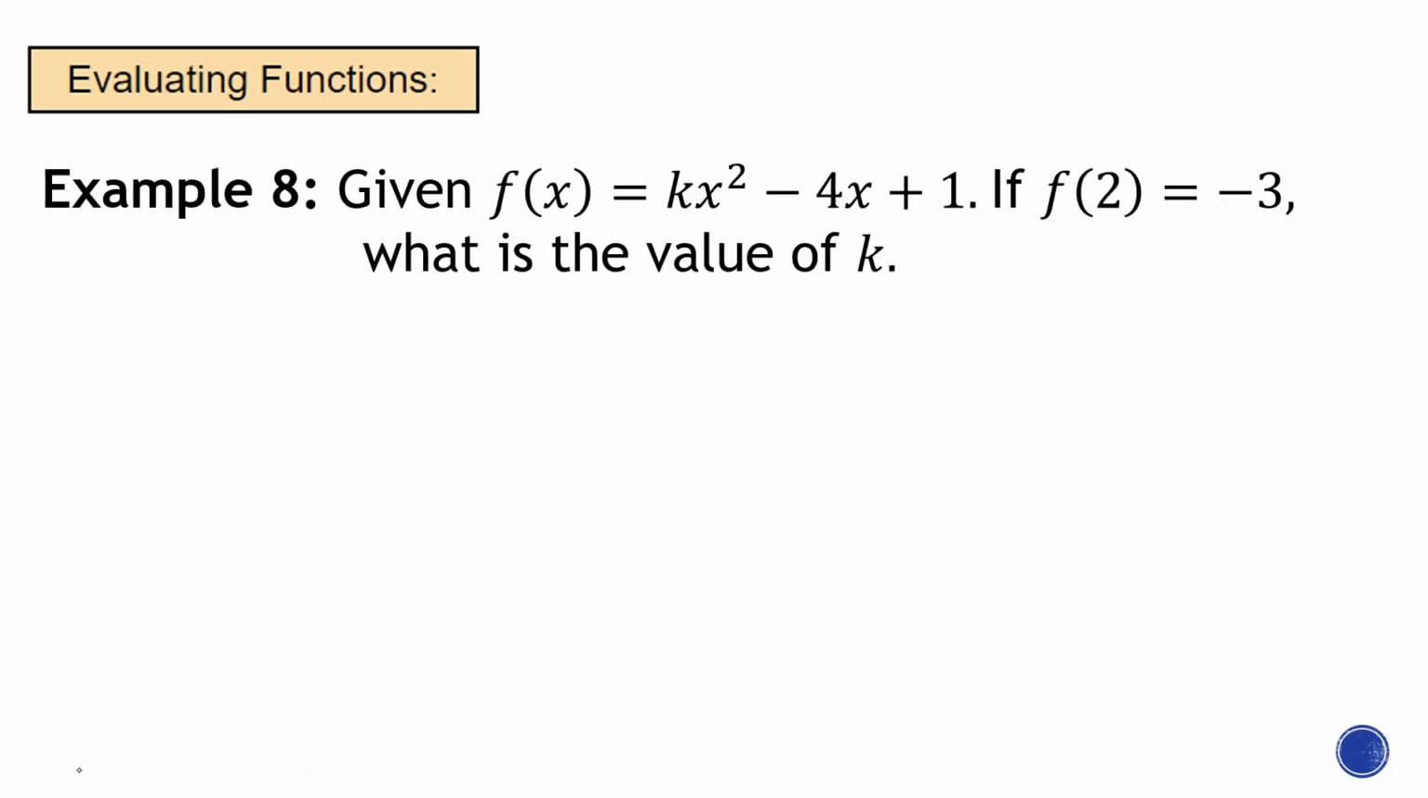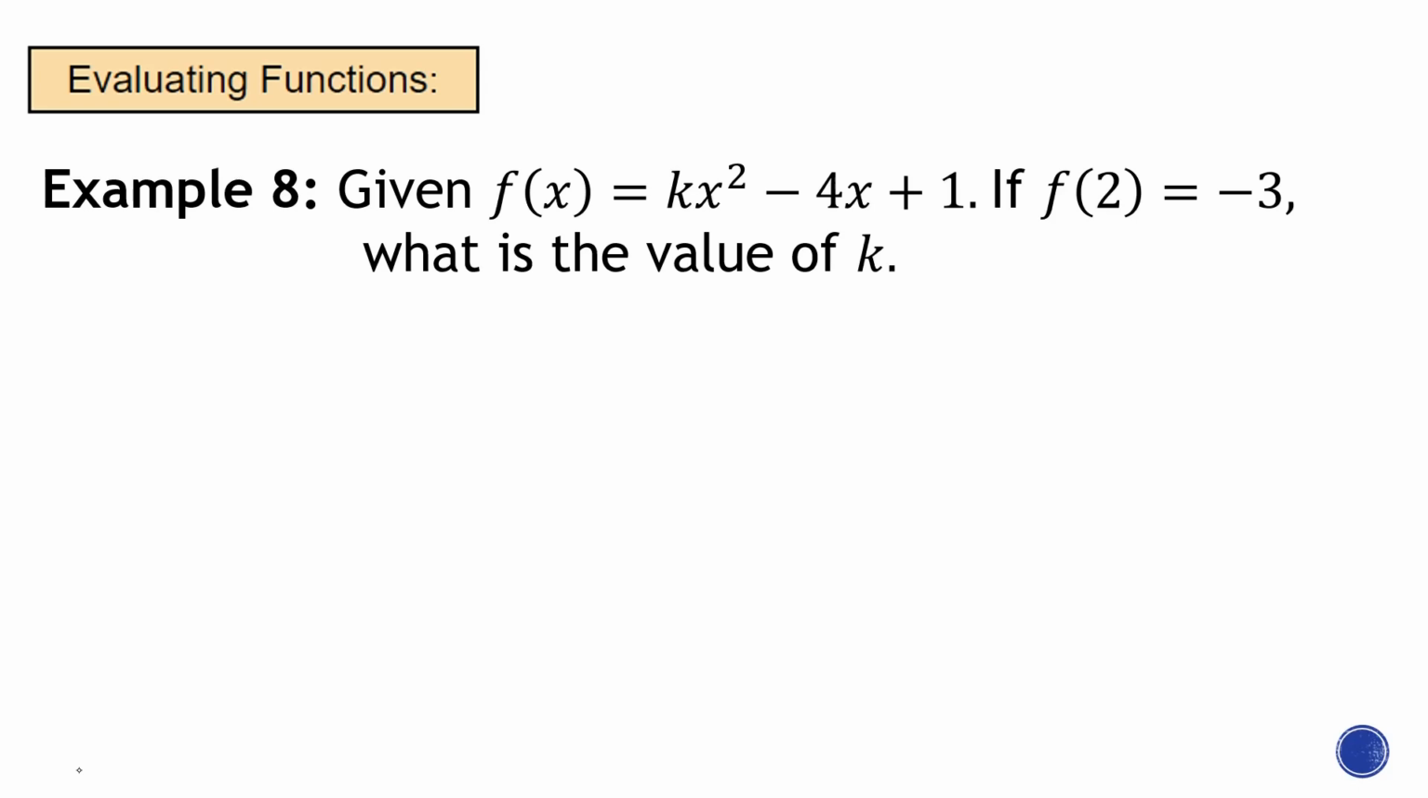Okay, so here we have given f of x equals kx squared minus 4x plus 1. If f of positive 2 is equal to negative 3, what is the value of k? So we have here the input value, we have the output value, and we have the function. But in the function, you can see that there's a k there. We need to find that k. So this is how we set up the problem.